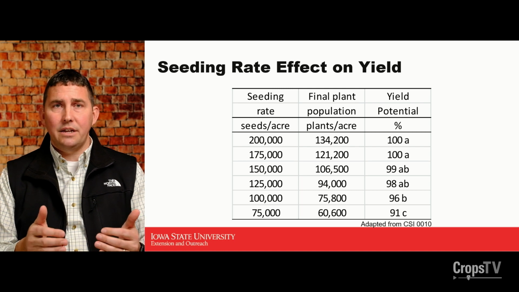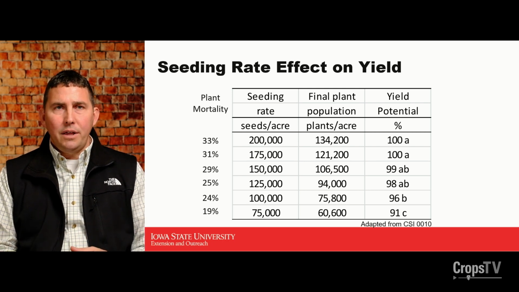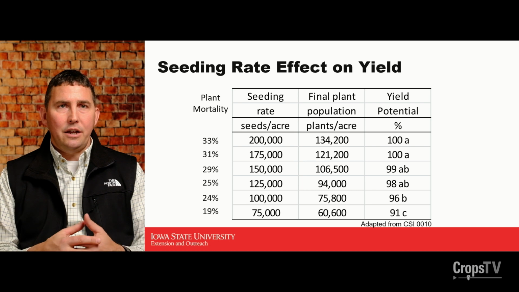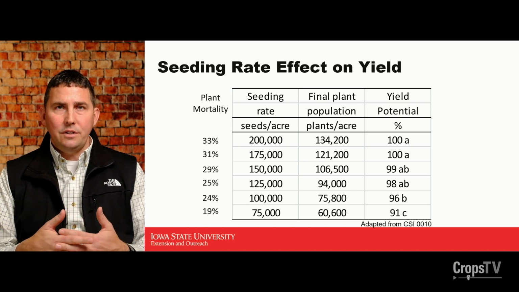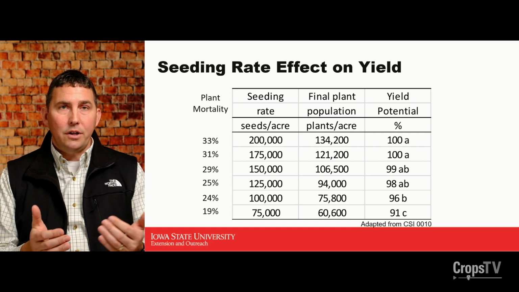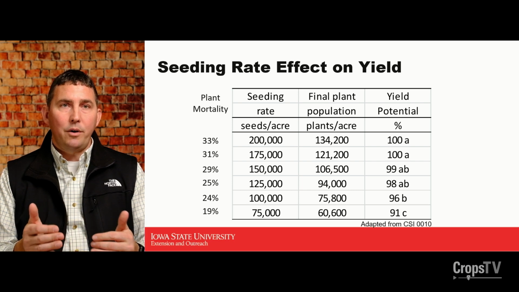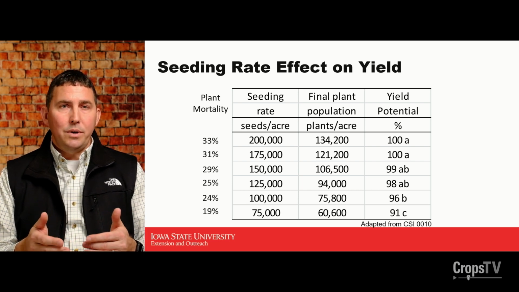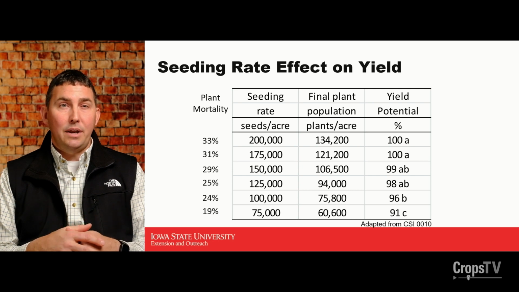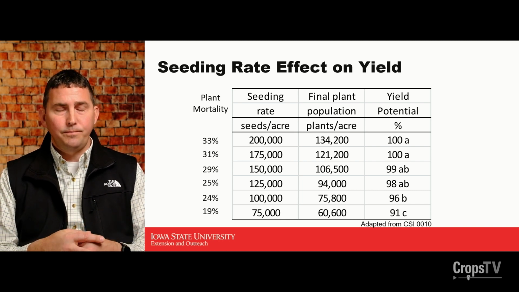So it's taking into account the cost of the seeds to make that work, right? So you can kind of see what that response looks like there. But the thing I really wanted to highlight here was plant mortality. These are final plant populations there in that center column. When I calculate in what our plant mortality was, you can see that those high seeding rates were above 30% mortality. We get down to 125,000, and now we're only at 25% mortality. And our mortality continues to drop as we go lower with those seeding rates.